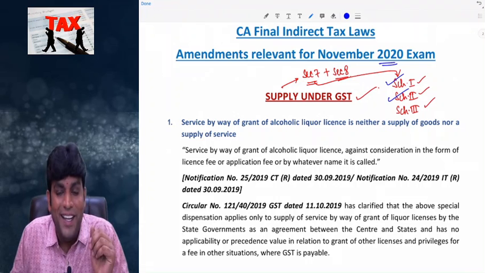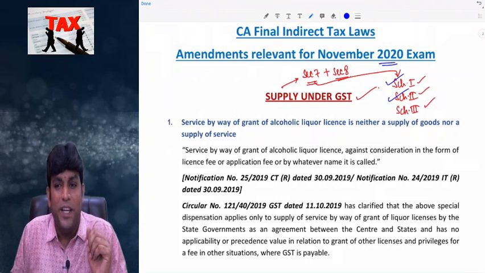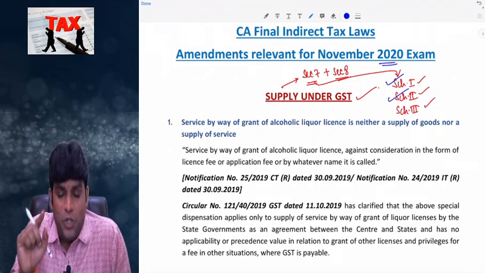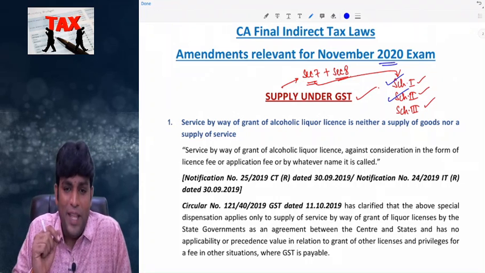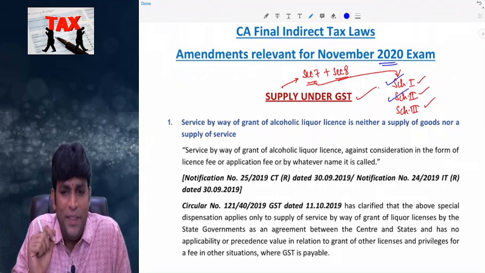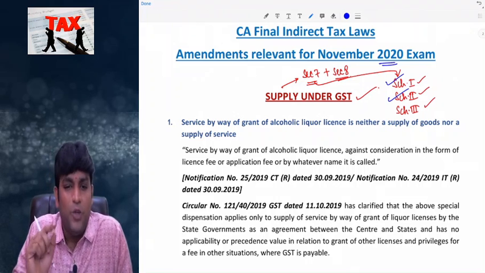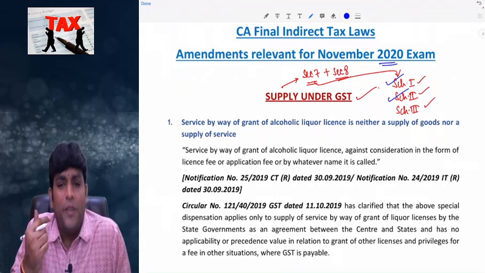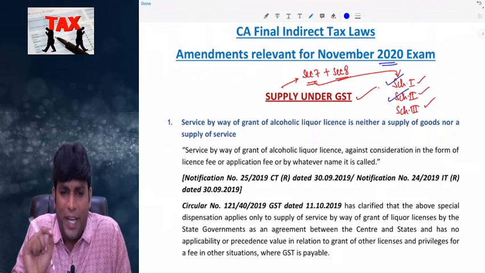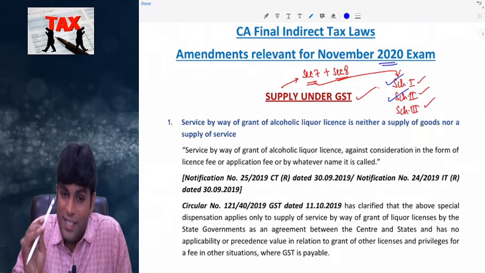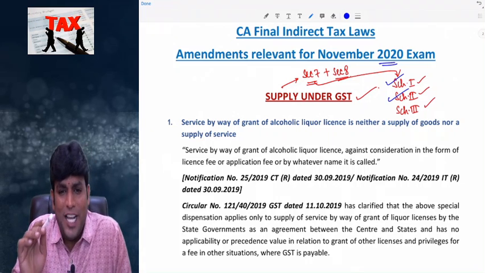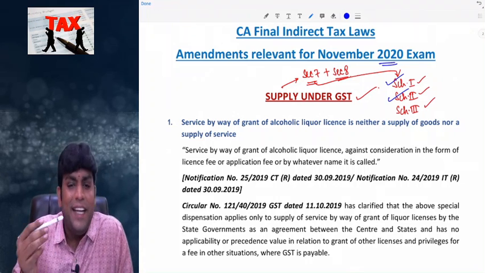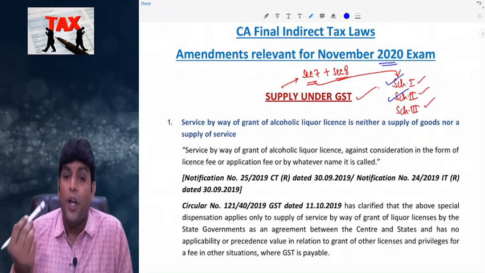What is that point? That clear point we discussed was very important. Where there is a transfer of title along with the transfer of right, we treat it as supply of goods. But if there is a transfer of right but no transfer of title, we regard it as supply of service. And in case of transfer of title along with transfer of right, title can pass either immediately or at a future date.